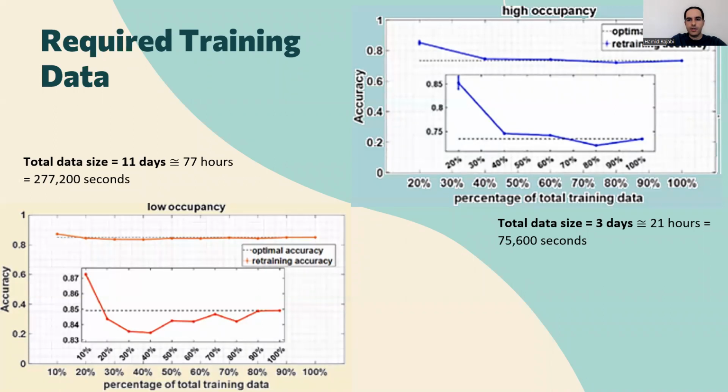Now we have the accuracy of the MODES as a function of total training data size in each scenario. The accuracy stability is reached with about 40% of total data in high occupancy cases. And we see that the low occupancy scenario can reach a stable accuracy level with a lower size of total data compared to the high occupancy case.